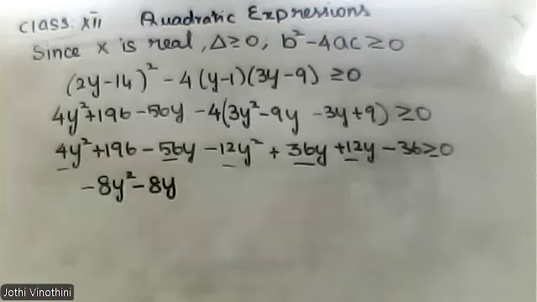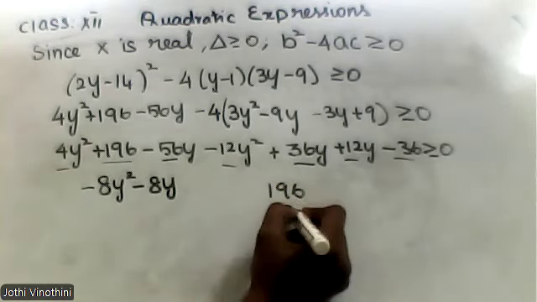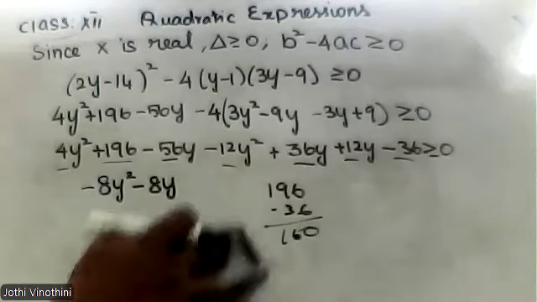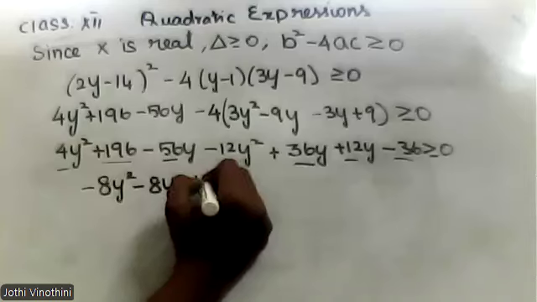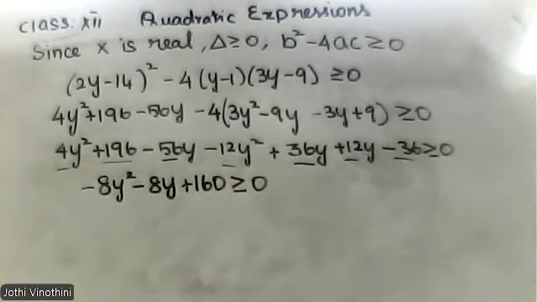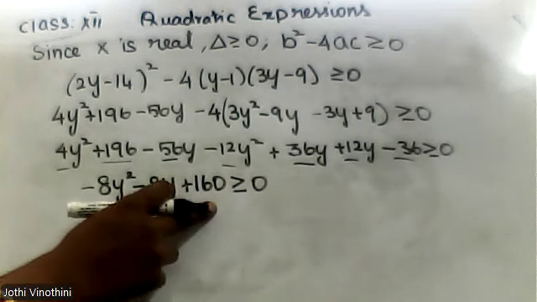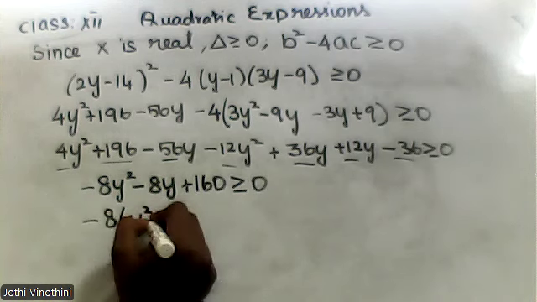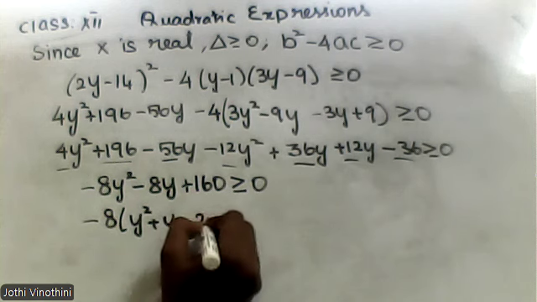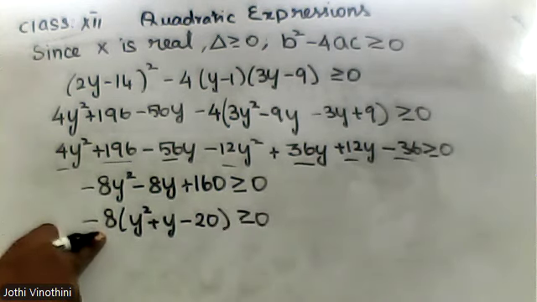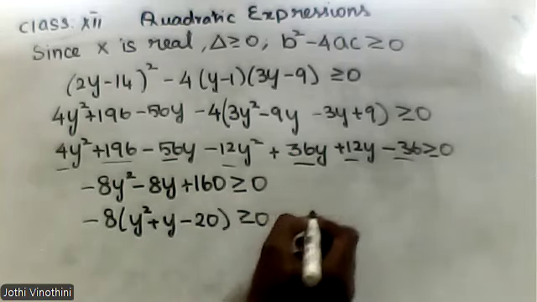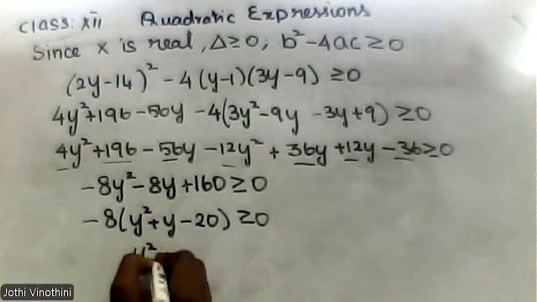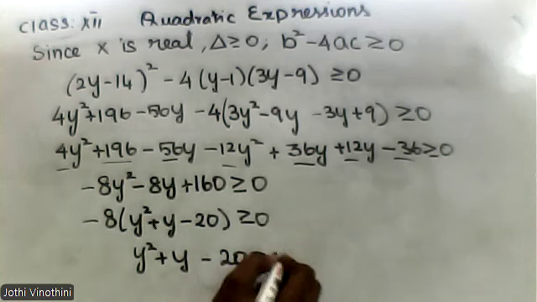So what is the remaining term? The remaining is this plus 196 and minus 36. We subtract this, we will get 160. Clear? So it will be plus 160 greater than or equal to 0. Clear? So I am going to take minus 8 common from all the terms. So the equation will now become minus 8 multiplied by y squared plus y minus 20, and this is greater than or equal to 0. When we take this minus 8 here, it will become 0 divided by minus 8, which is again 0. So we can directly write y squared plus y minus 20 greater than or equal to 0.